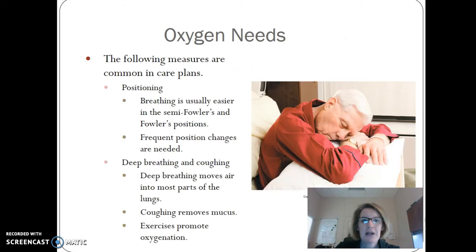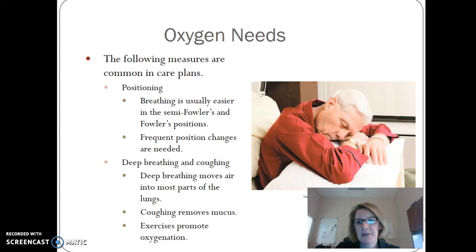The following measures are common in care plans. Positioning. Breathing is easier in the semi-Fowler's and Fowler's positions. You guys might know this. If you position yourself, if you're lying down on your back flat, or if you then turn over onto your stomach, you can test that out for yourselves and know that breathing is easier when you're sitting up.